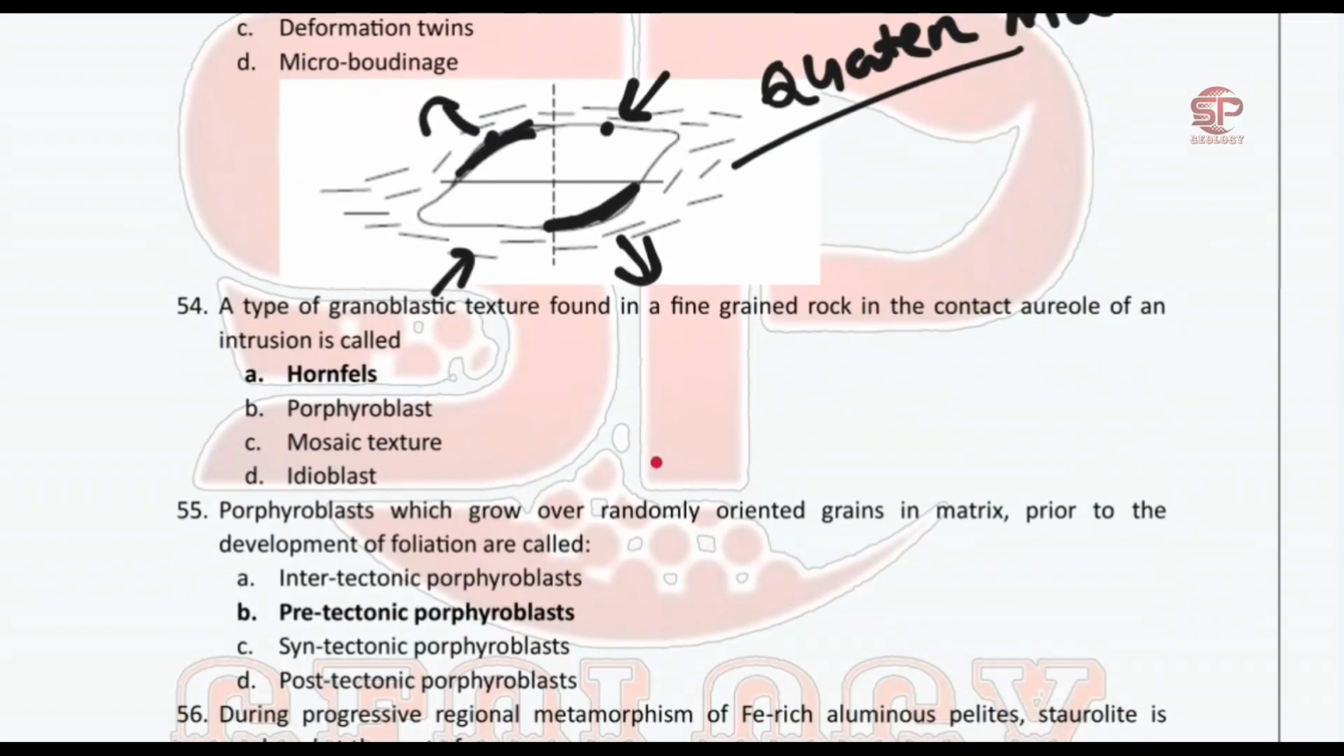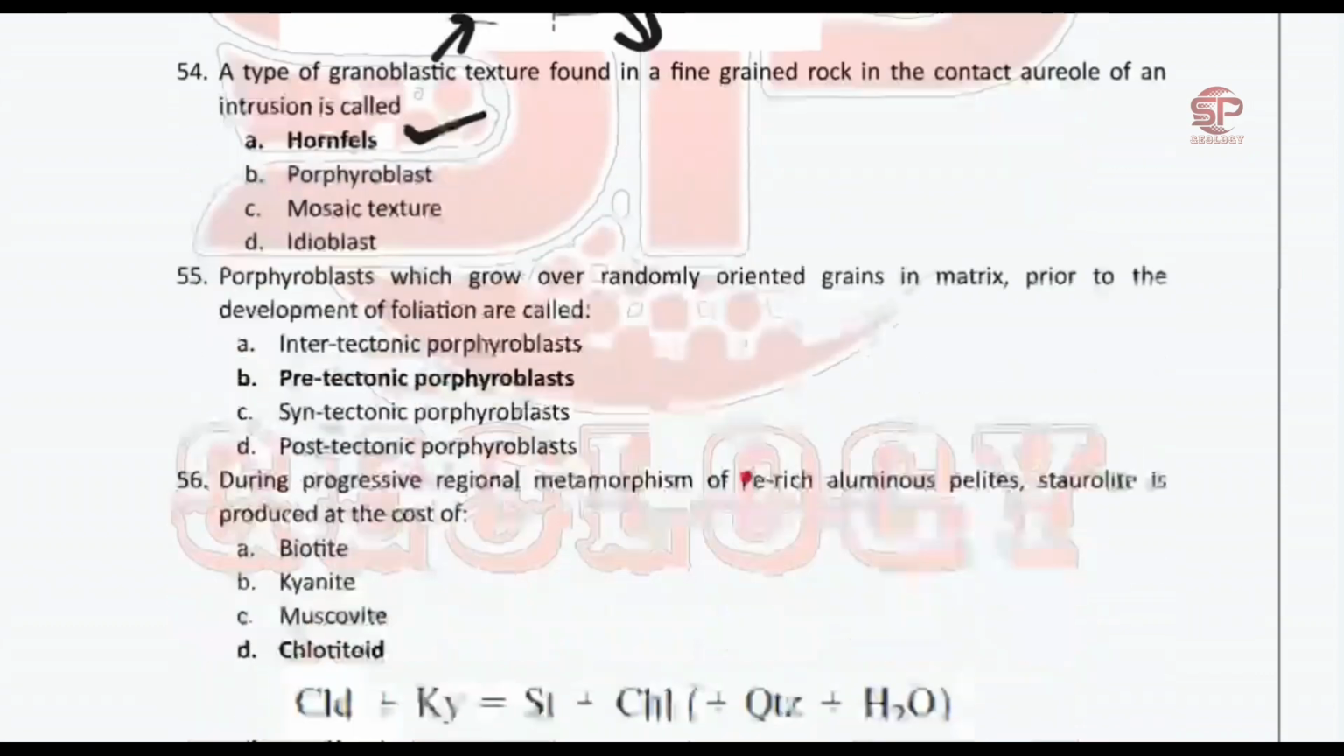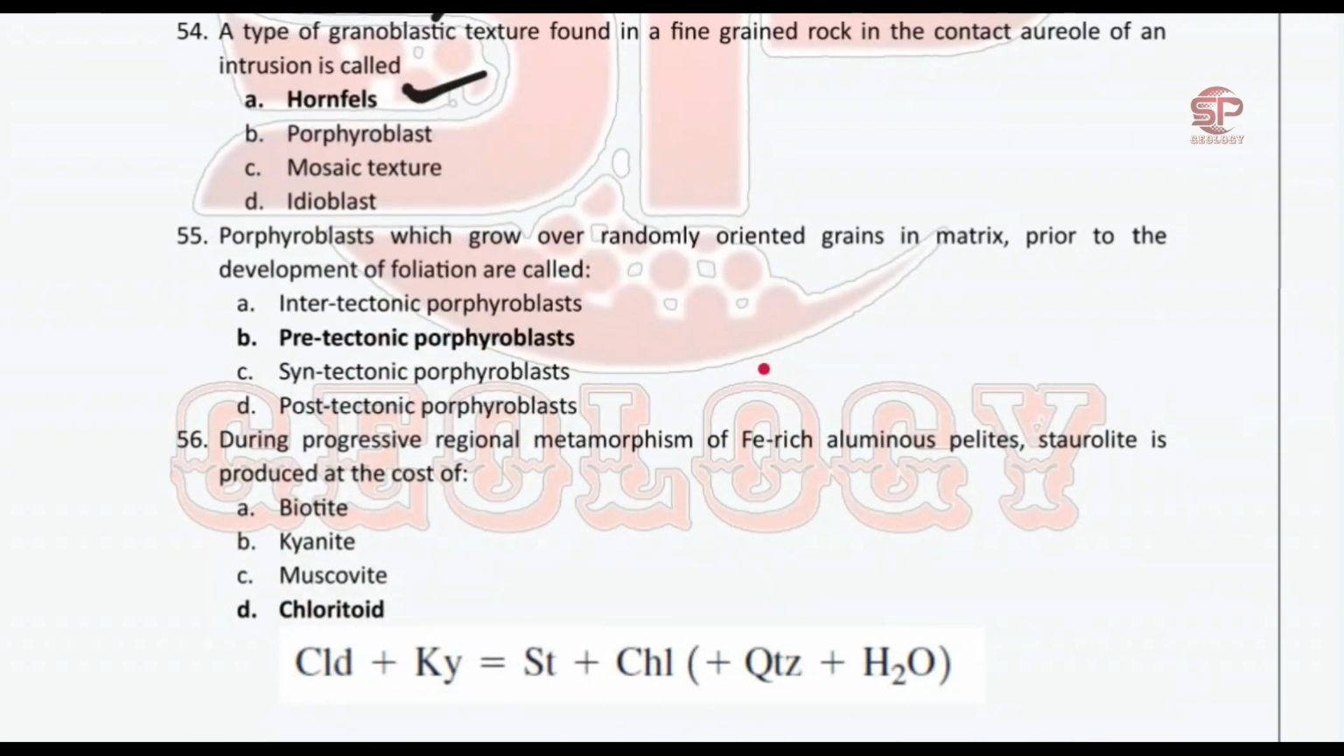There is also a type of granoblastic texture found in a fine-grained rock in the contact areas. So if you say it is a contact area, then you will find all types of contact metamorphic texture and fine-grained granoblastic. All know that is hornfels. Answer will be hornfels. Then porphyroblasts, which grow over randomly oriented grains in the matrix prior to the development of the foliation. So prior to the development of deformation, you can say, that's why it will be a pre-tectonic porphyroblast.